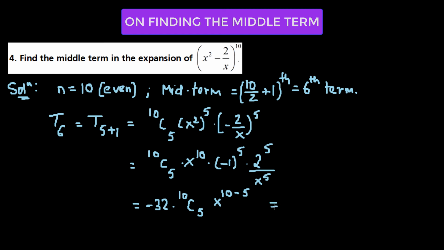So let's find out the value of 10c5. 10c5 is 252 times 32 gives us 8064 times x raised to the power of 5. So this is the middle term. Let's go to the next one.